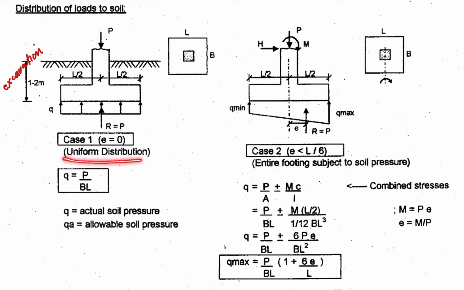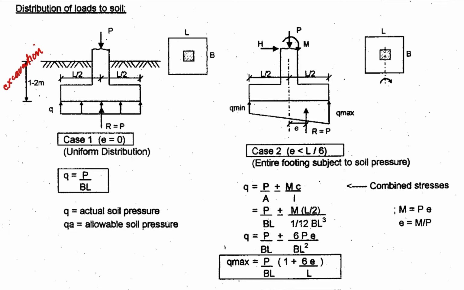Okay, so first, case 1, you have uniform distribution of soil load. So your eccentricity is equal to 0. And then you have your Q, that is the actual soil pressure, equivalent to P over BL. Your P is the load carried by your column to the footing. And then you have B and L, that is the dimension of your footing.